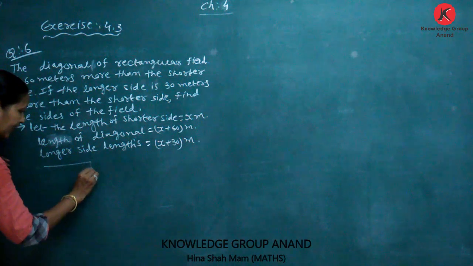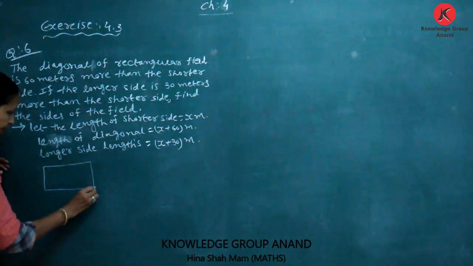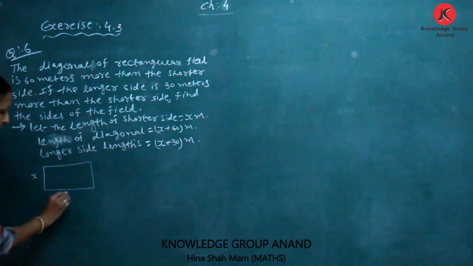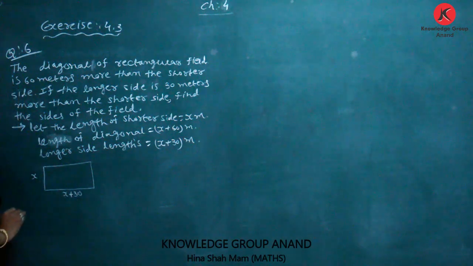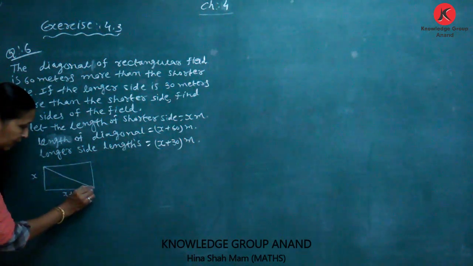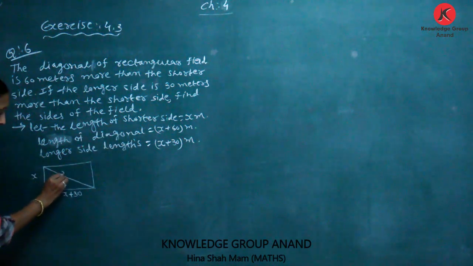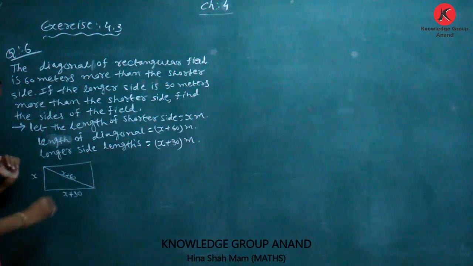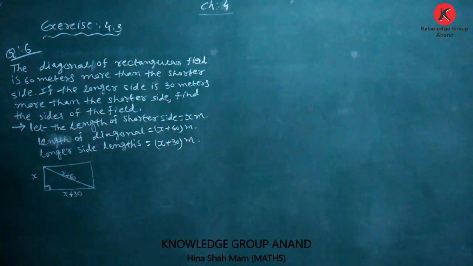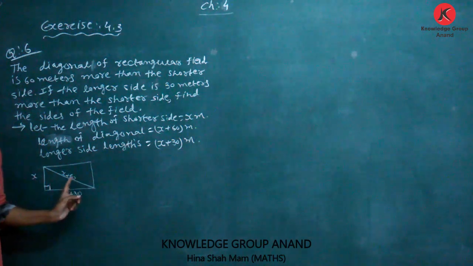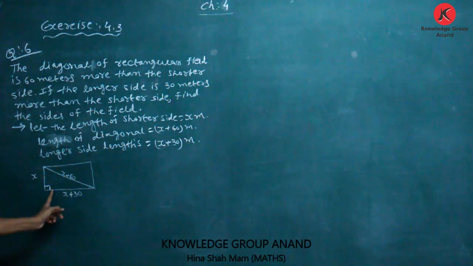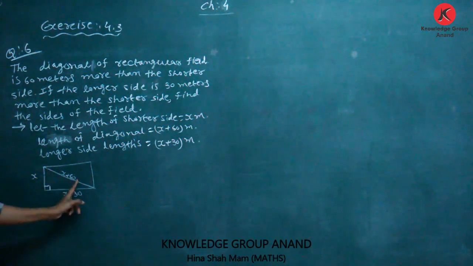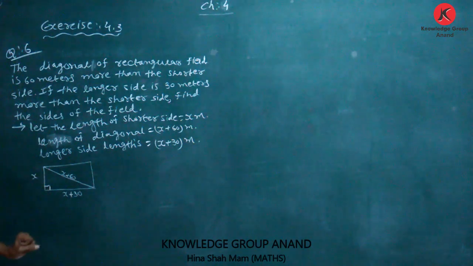Suppose here is our rectangle. Now the shorter side is equal to x, the longer side is equal to x plus 30, and its diagonal is equal to x plus 60. We know in a rectangle all angles are right angles. Then here which theorem do we use? Pythagoras rule. x square plus (x plus 30) square is equal to (x plus 60) square.